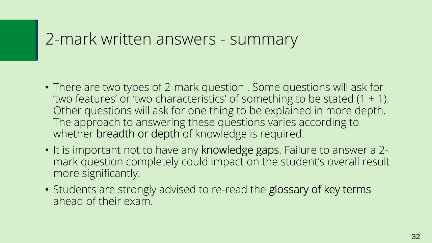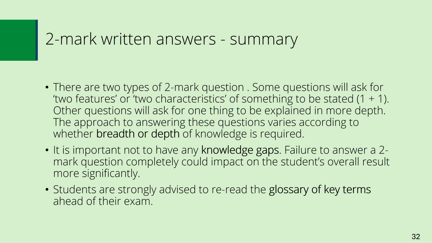So here's a summary of the key messages for the 2-mark answers for students. There are 2 types of 2-mark question. Some will ask for, say, 2 features or 2 characteristics and will clearly tell them that the mark tariff here is 1 + 1 because there'll be 2 numbers, 1 and 2, written on the answer space where they can write 2 things. But other questions will ask for 1 thing to be explained in some depth. The approach here to answering these questions is therefore varying according to whether breadth or depth is being required.